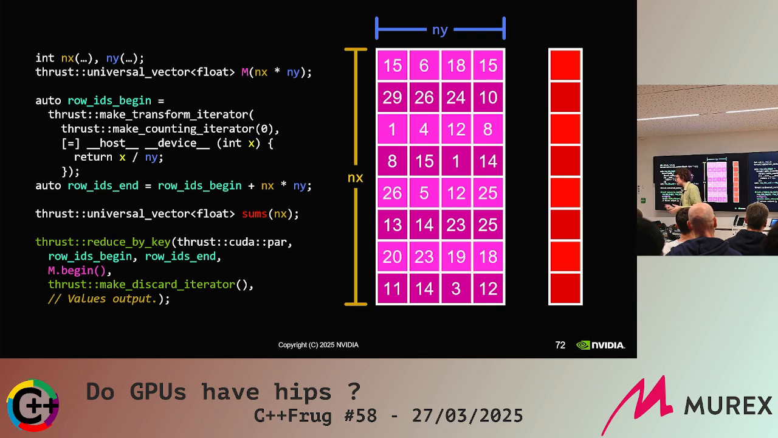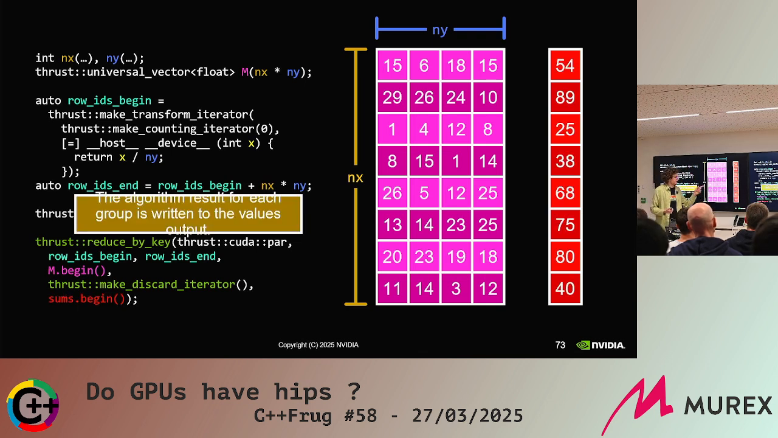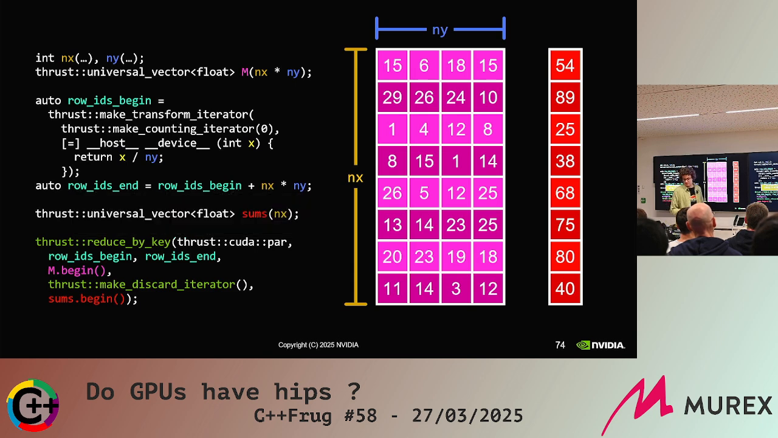And so then finally we have the values output, which will just be our sums vector. And that's it, we're done. We've got our row-wise reduction.